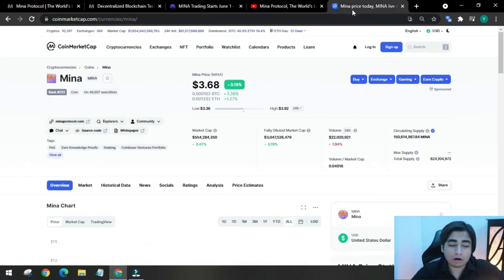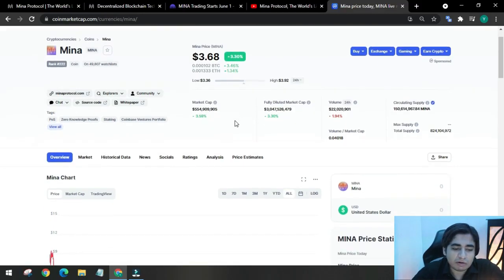So let's have a look at CoinMarketCap. As you can see, the price of this MINA protocol is $3.68, and it's up 3.19%, and the last 24-hour trading volume is $22 million. The fully diluted market cap is $3 billion, and the market cap is 554.9 million, almost 600 million.